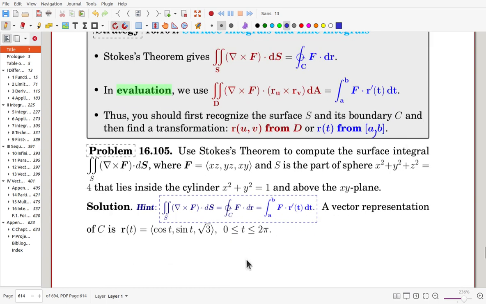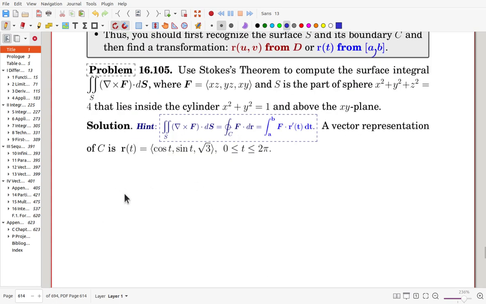Okay, let's see this problem. Use Stokes theorem to evaluate the surface integral. It is asking for evaluation of this one using Stokes theorem, which means that you can use the other part to evaluate the given one. Now, F is given in this way. S is the part of the sphere of radius 2 that lies inside the cylinder of radius 1 and above the xy plane. There are two parts, so we are considering only one portion.